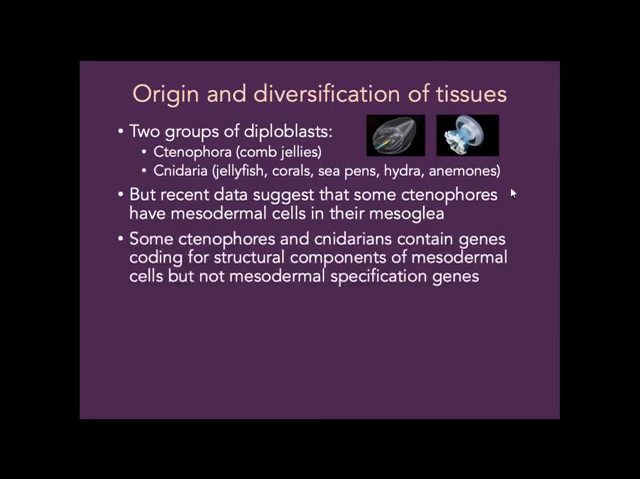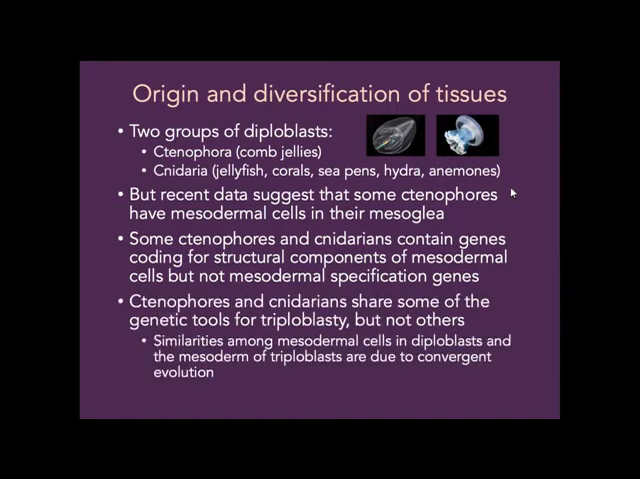Also, some ctenophores and cnidarians contain genes coding for structural components of mesodermal cells, but not the mesodermal specification genes. So they have some of the genes they need in order to make mesoderm, but they are missing others they would need in order to enact that. So they don't quite have the ability to make mesoderm, but they have some evidence of genes that could be used to make mesoderm. And so ctenophores and cnidarians, we'd say, share some of the genetic tools for triploblasty, but not others.